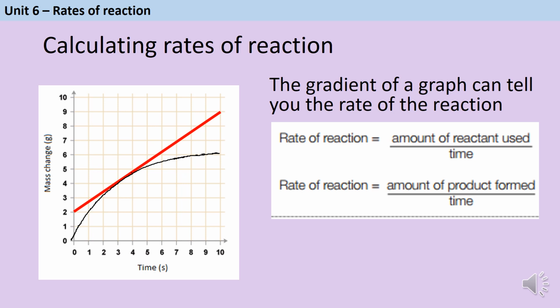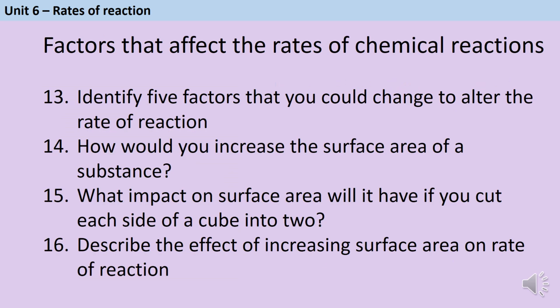So here, my line's going up from 2 grams to 9 grams, so that's a change of 7, and that's taken 10 seconds to happen. So 7 grams divided by 10 seconds gives me a rate of 0.7 grams per second. And you could be either asked to describe that process about how you draw a tangent, or you could be asked to actually do it.